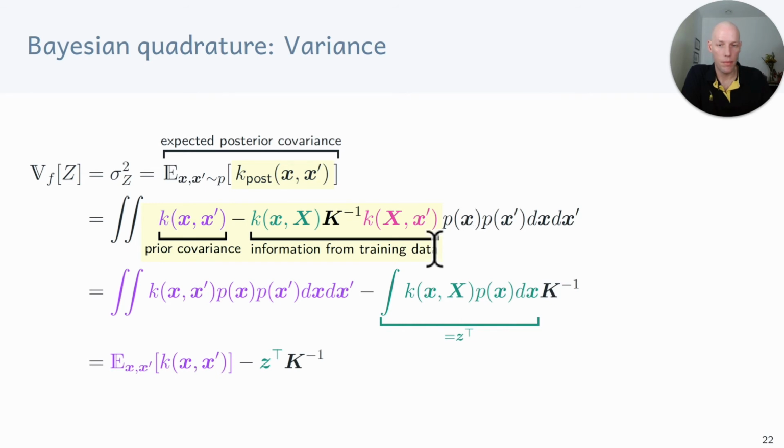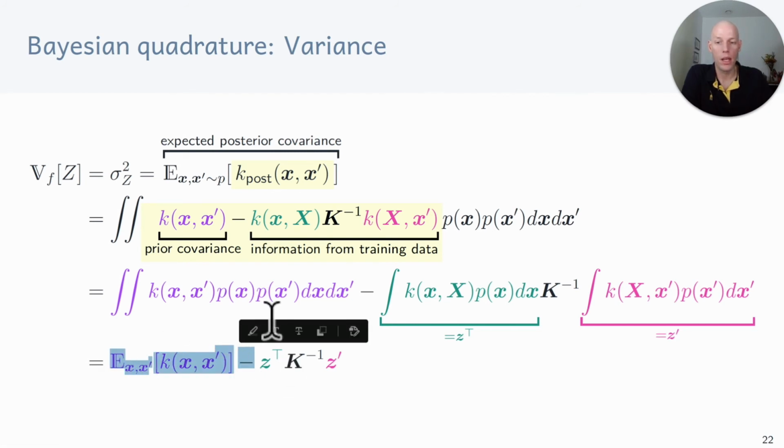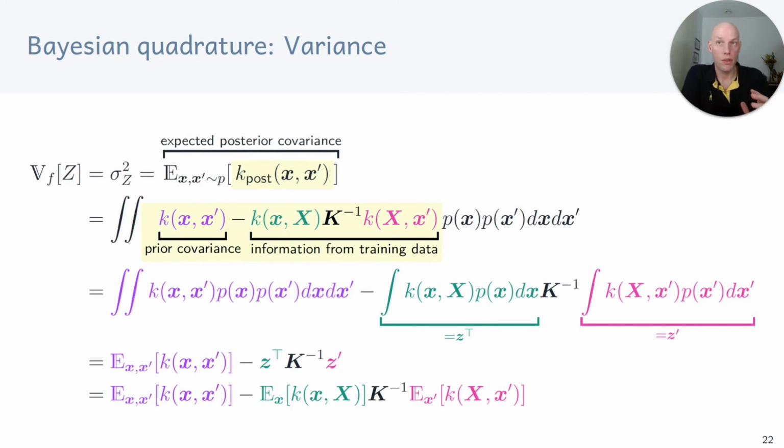The black term over here, this K inverse matrix, is constant, so nothing changes here. And the remaining term we identify again as the integral we solved on the previous slide. So overall, the variance of the integral value is given by the expected prior covariance, which is this term here, minus z transpose times K inverse times z. Equivalently, we can write it in this form here. This means that the key problem we need to solve is computing kernel expectations.